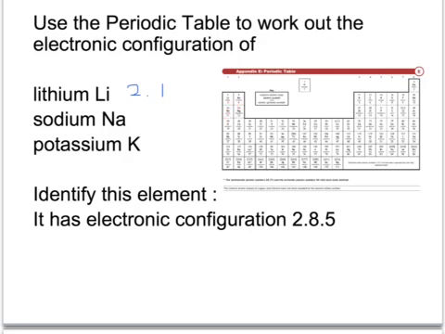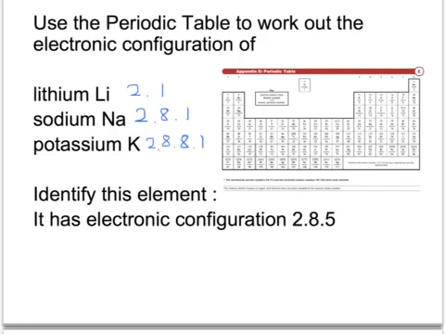The second one, sodium. Sodium is here. Sodium's got 11 electrons. So sodium is going to have 2 on the first shell, then 8, and then 1, making a total of 11. Finally, potassium. Potassium is underneath sodium, and that's got 19 electrons. 19 is going to be 2 on the first shell, then 8, that's 10, then another 8, that's 18, and 1. And we notice that all of these 3 elements, which are in group 1 of the periodic table, have all got 1 electron in their outer shell, and that's no great surprise.